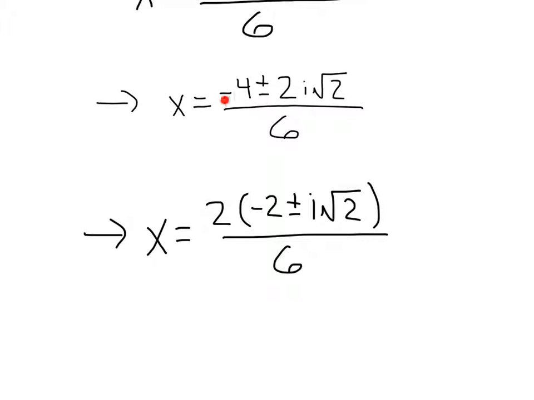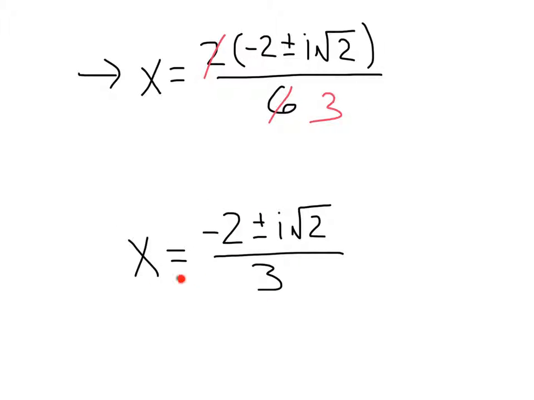I also noticed that we have a 4 and a 2, so we can factor a 2 out, giving us 2 times negative 2 plus or minus i root 2 over 6. My 2 and my 6 can simplify out. And our final solutions are x equals negative 2 plus i root 2 over 3 and negative 2 minus i root 2 over 3.